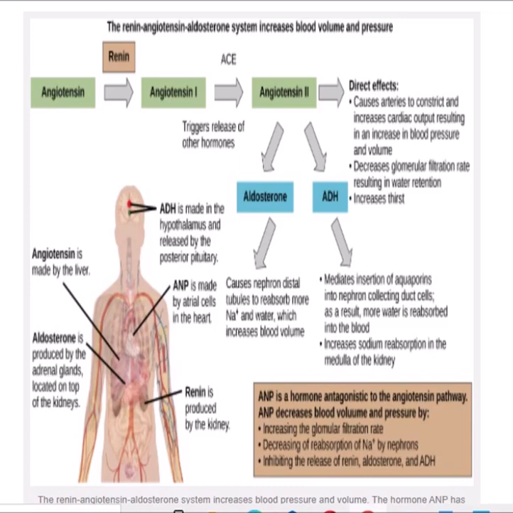Now let's talk about atrial natriuretic peptide hormone. Atrial natriuretic peptide lowers blood pressure by acting as a vasodilator. It acts as a vasodilator and lowers the blood pressure. It is released by cells in the atrium of the heart in response to high blood pressure and in patients with sleep apnea.